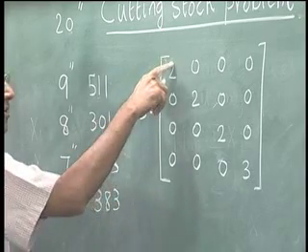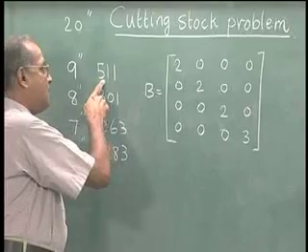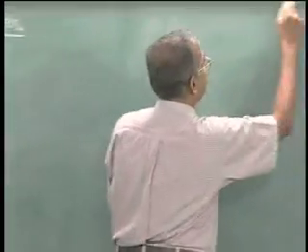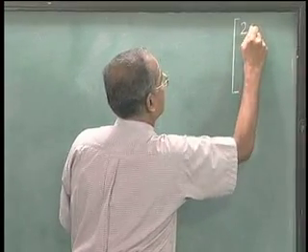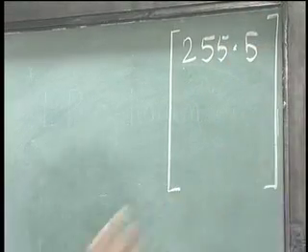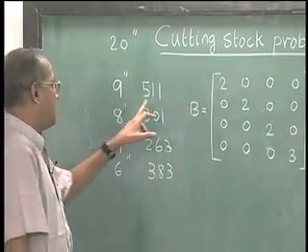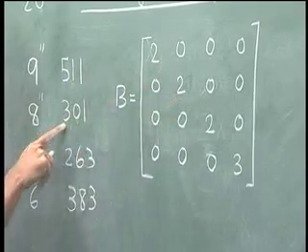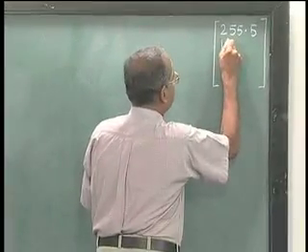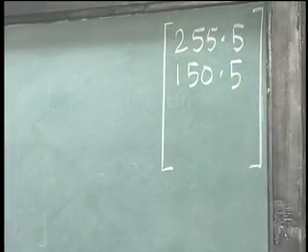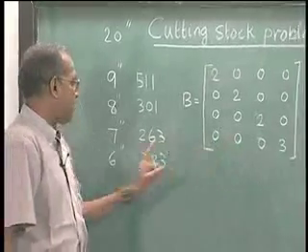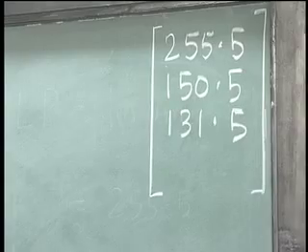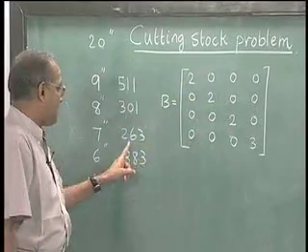So, if we use the pattern 2 0 0 0 and cut 9-inch sheets out of this, then for each we are going to get 2 9-inch sheets. So, we would require 511 by 2, which is 255.5 sheets we will require to meet the demand of 511. Similarly, we are going to cut only 8-inch sheets, so 2 sheets at a time. So, we will require 301 by 2, which is 150.5 sheets of this pattern we will cut. Similarly, we will require 263 divided by 2, which is 131.5 sheets that we require to cut using the pattern 0 0 2 0, so that our requirement of 263 is met.